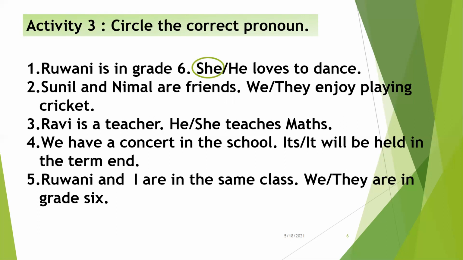Sunil and Nimal are friends. Sunil and Nimal. There are two persons. Then you have to select they. They enjoy playing cricket. Ravi is a teacher. She, he teach maths. Ravi is a boy. Then you have to select he.